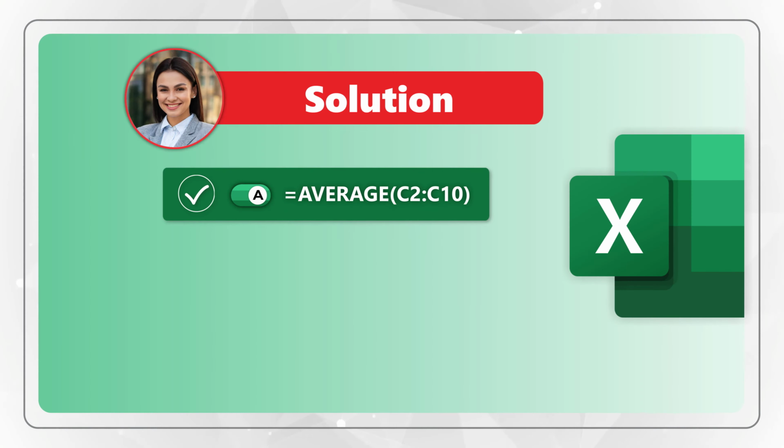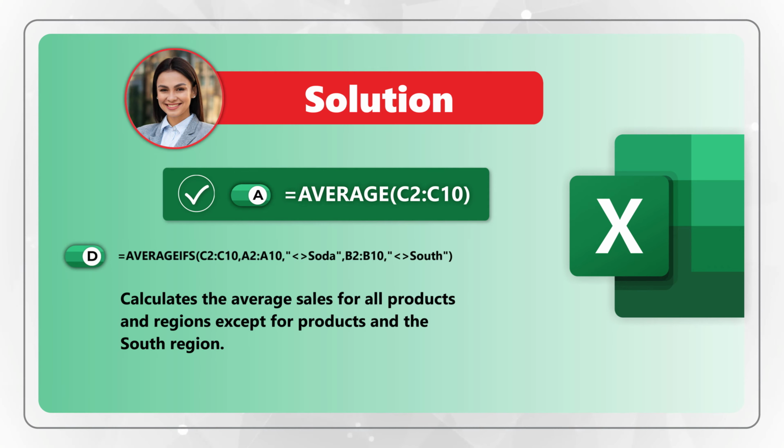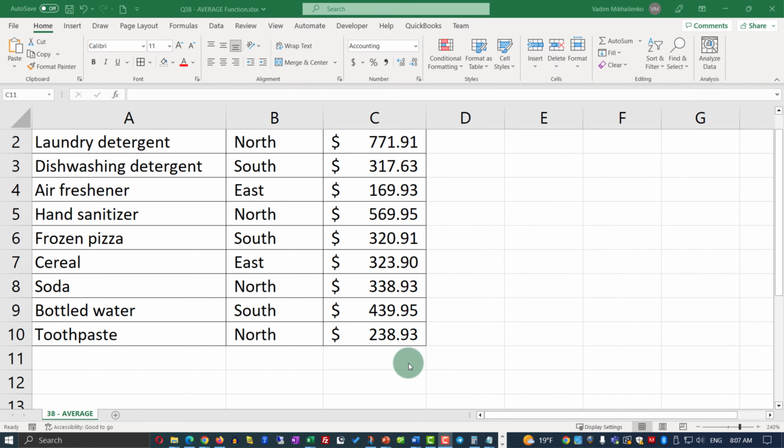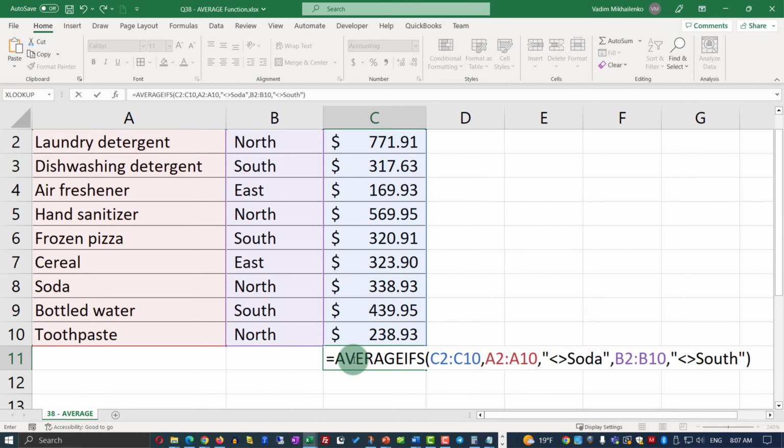sales. And the last choice, option D, AVERAGEIFS with all the parameters that we supply, calculates the average sales for all products and regions, except for the product soda and except the values in the South region. This is a more specific calculation than the average of all sales and does not represent the right answer.